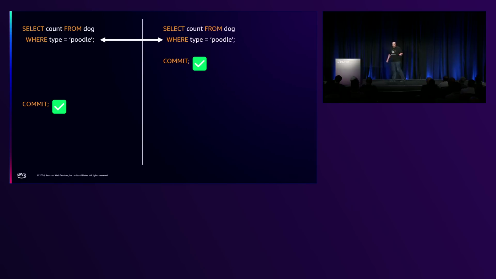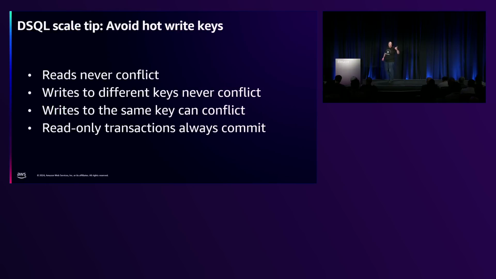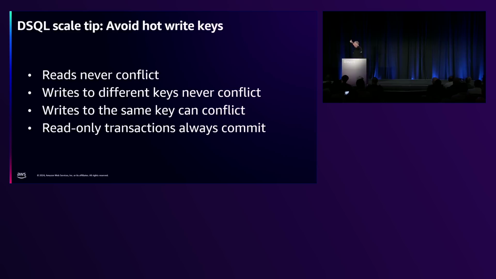And so that's kind of the end of my scale tip is, avoid hot write keys. If you're scaling up, the more you try and scale up, the more you're going to have to avoid hot write keys. Reads never conflict. And that's true of reads in read-only transactions, but also true of reads in read-write transactions. It's true of the reads behind an update. Writes to different keys never conflict. Writes to the same key from concurrent transactions can conflict.